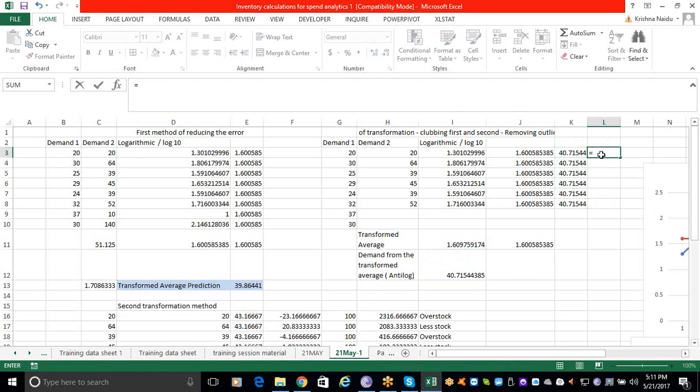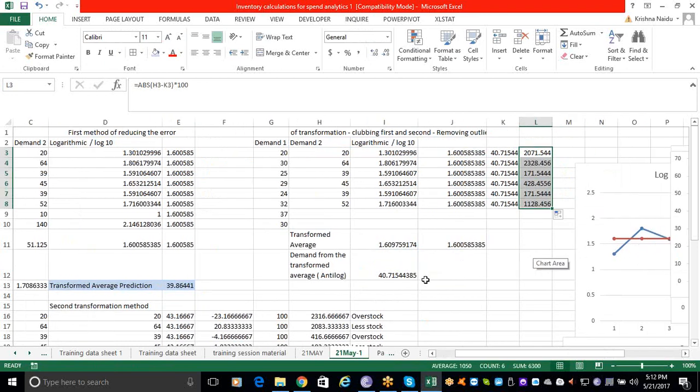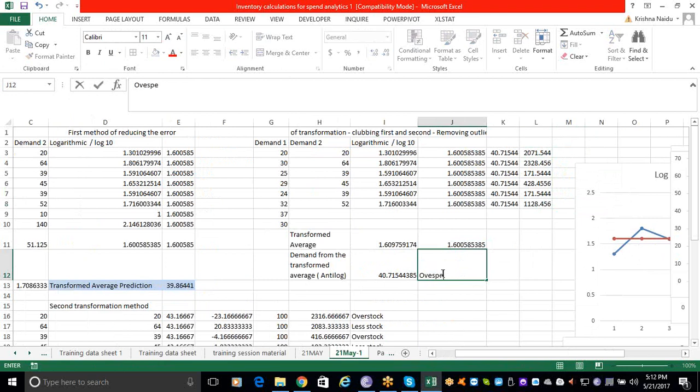Let's find the average. Sorry, gap 20 minus 40 into 100. I'm directly doing it, right? Okay, so let's do the calculations of overspending.